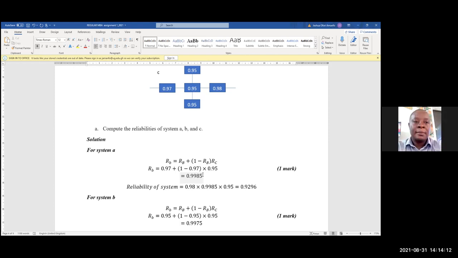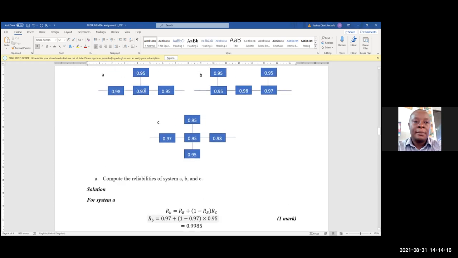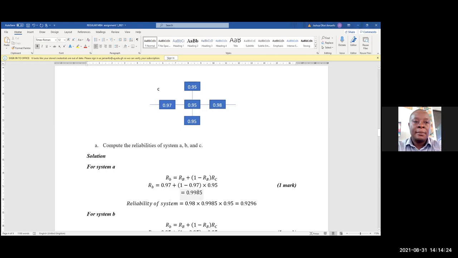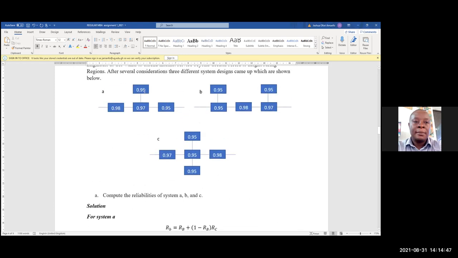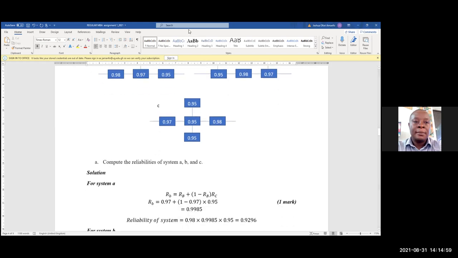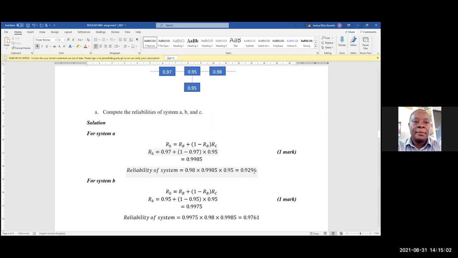So now the combined reliability of the component 0.97 and its backup 0.95 gives us 0.9985. Okay. So now we assume that it has become a series arrangement where we can multiply the three components to get the reliability of the system. So we multiply 0.98, 0.9985, 0.95. This 0.95, not this. Can you see the cursor? It's actually this 0.95. So this is a series arrangement now. Right, so that gives us 0.9296. That's the reliability of system A.